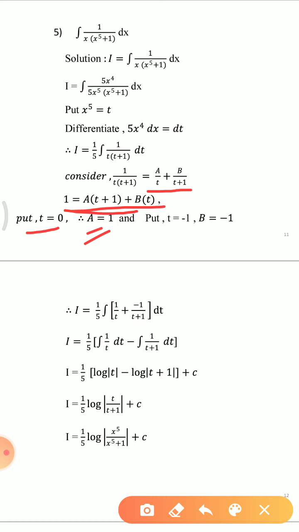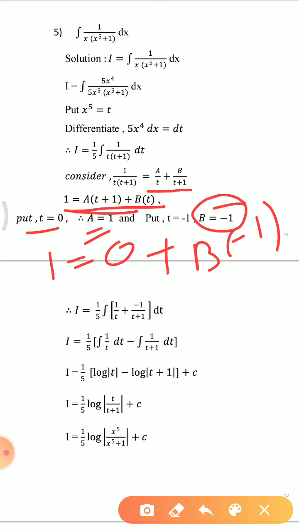And then after that, for b, t plus 1 is equal to 0, that is t is equal to minus 1 here. If you substitute t equal to minus 1, then minus 1 plus 1 is 0, and 0 plus b into minus 1 is minus b. That means 1 is equal to minus b, so b is equal to minus 1. This way we find the values of a and b, that is a is equal to 1 and b is equal to minus 1.